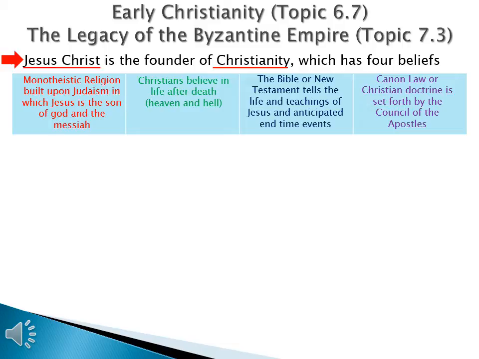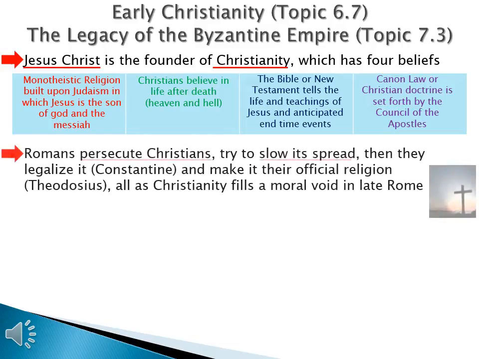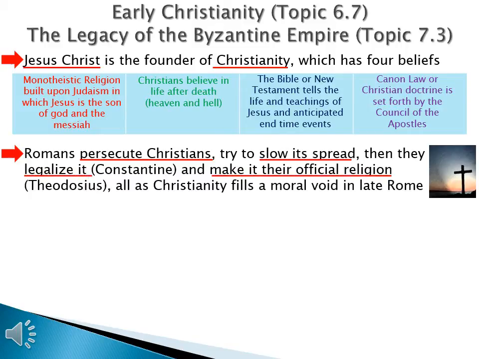Now, the Romans really don't like Christianity at first, but things will eventually change. Romans persecute Christians, then they try to slow the spread of the religion, then they legalize it, that's Emperor Constantine, and make it their official religion, that's Emperor Theodosius. All this happens as Christianity fills a moral void in late Rome. Late Rome's got a morality problem. Christianity will fill that void.